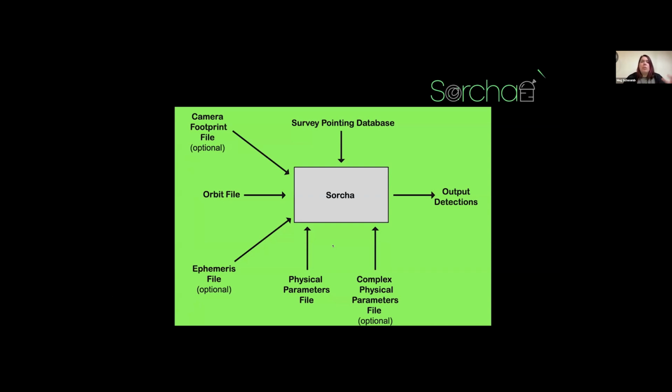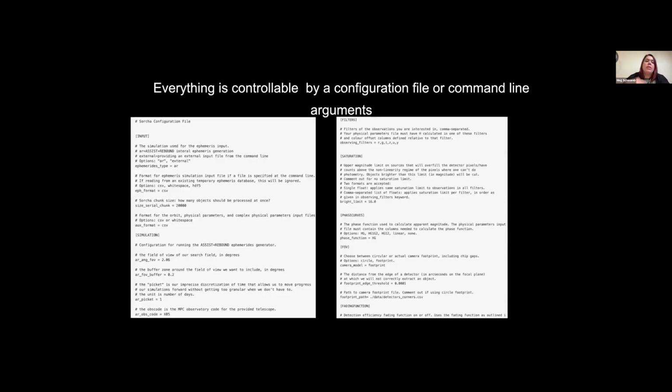So the idea is you basically, as a user, shove all that in, and out, in this black or green box comes the output detection of what LSST would find. And all this is configurable by a config file. So if you're doing lots of runs because you're changing one of your model parameters and you want to see how that changes the detections, you can have it configured all the way you want the simulation to run or how your LSST should behave. And so you can just point Sorcha to a different set of files.